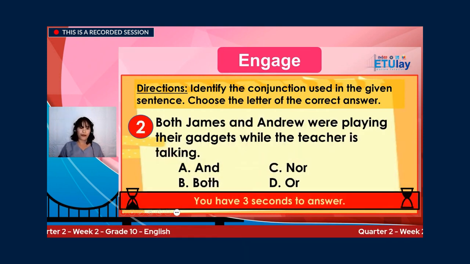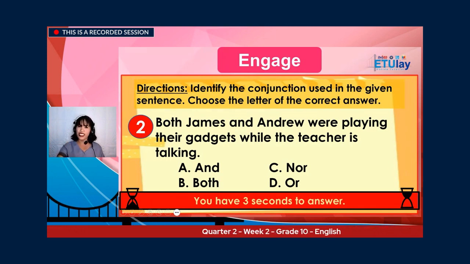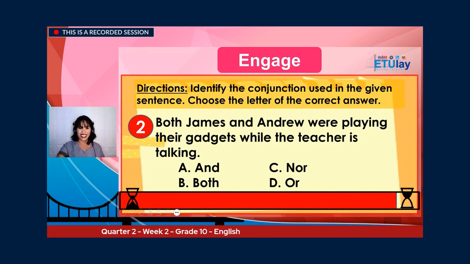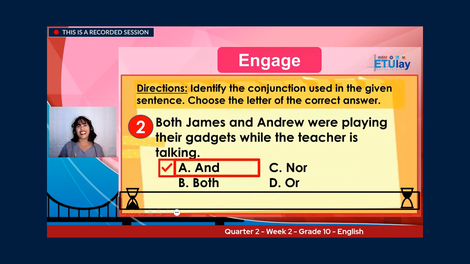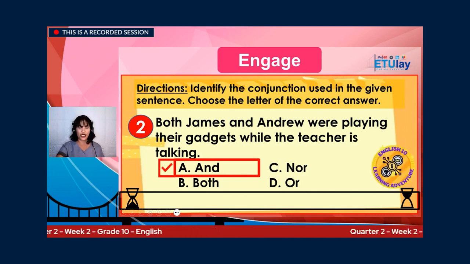Now let's proceed to number 2. Both James and Andrew were playing their gadgets while their teacher is talking. For number 2, both James and Andrew were playing their gadgets while the teacher is talking. Is it A, and, B, both, C, nor, or D, or? Identify the conjunctions in 3 seconds. 3 seconds starts now. And the correct answer is letter A, and. That is the conjunction for sentence number 2, and you have another token. Continue collecting your tokens, dear wanderers.